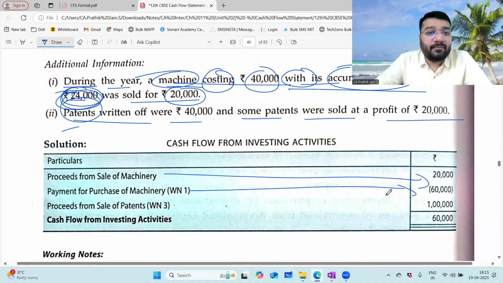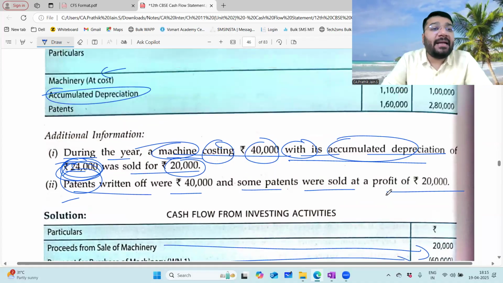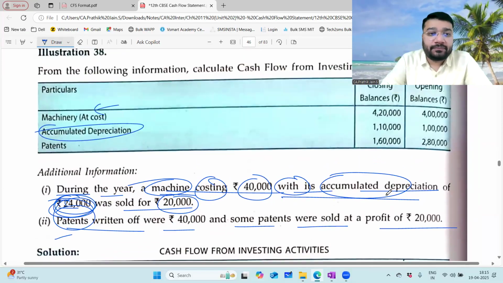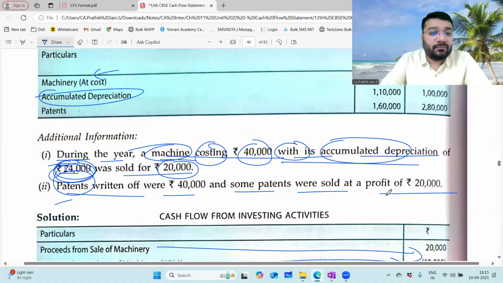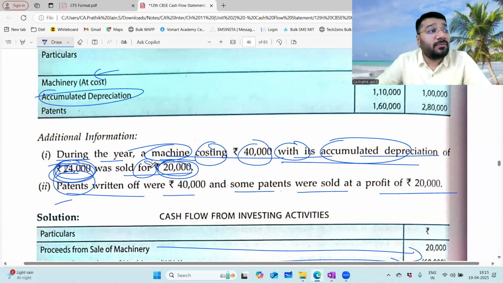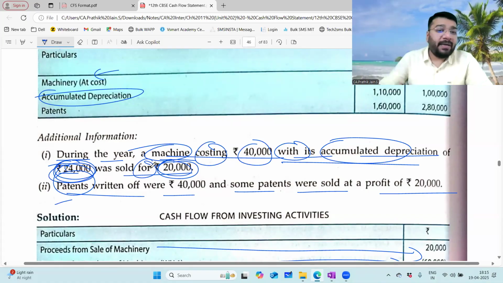Easy. Yes, sir. Next, can I do it? Patent. Patent written off. Sold for 20,000. Sale value is 20,000. Patent, I'm coming. Patent I didn't do it.